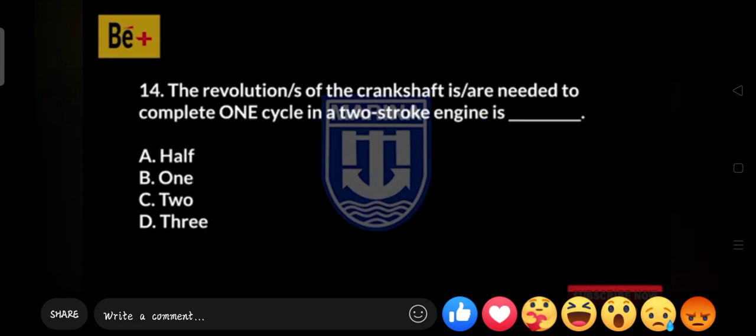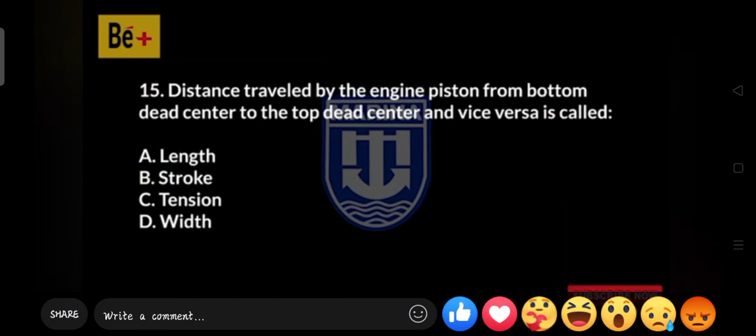The revolution/s of the crankshaft needed to complete one cycle in a two-stroke engine is A. Half, B. 1, C. 2, D. 3. The answer is B. 1.